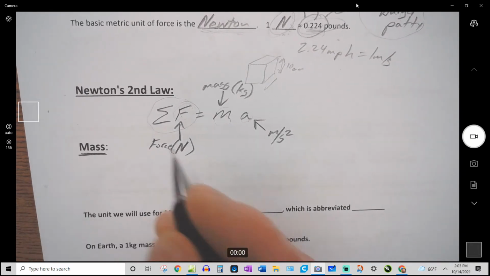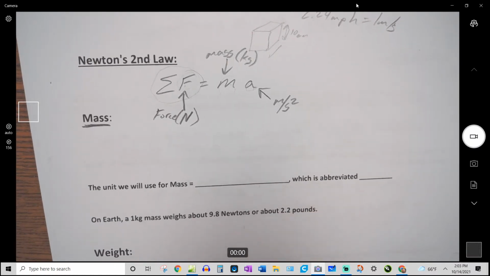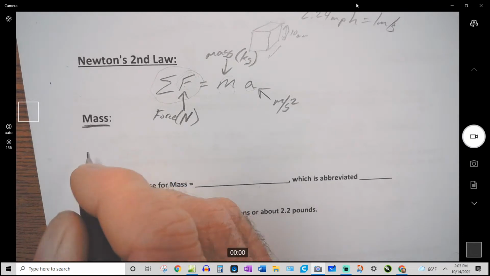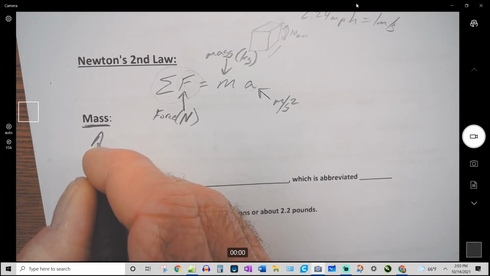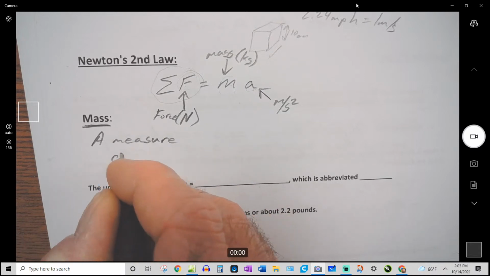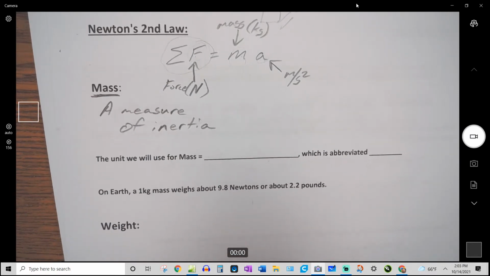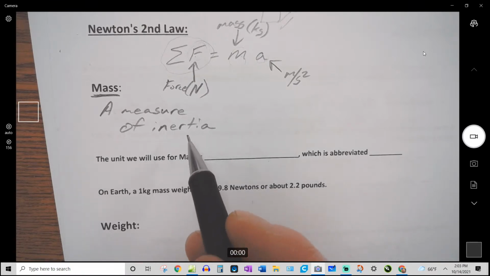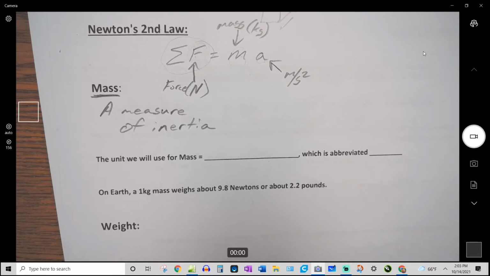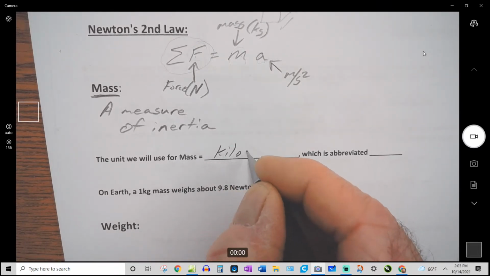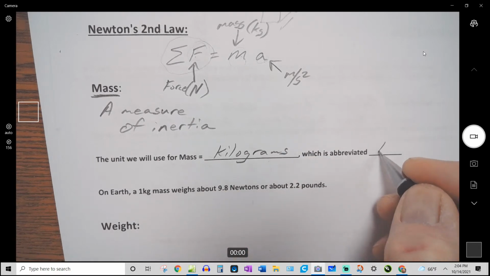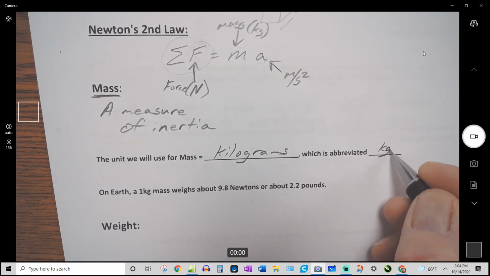Definition of mass: there are a lot of different definitions. When I teach earth science, I say it's the amount of stuff in an object. But here I'm going to call it a measure of inertia. So the more inertia something has, the more mass it has. If you've got 10 kilograms of mass, you're going to have more inertia than something that has less. You could also think of it as the amount of stuff in an object. The unit we're going to use for mass is kilograms, which is abbreviated kg. We may use grams sometimes, but you'll just have to convert.